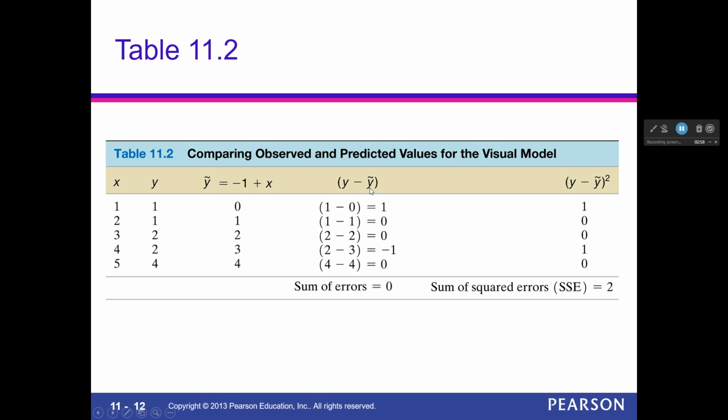Then we take the error for each y term and we square it. So 1 squared is 1, 0 squared is 0, 0 squared is 0, -1 squared is 1, 0 squared is 0. Then we sum those squared errors, the sum of squared errors, SSE. This is going to be important, and in this case it equals 2. In the ordinary least squares model, the sum of the errors is 0, and the sum of the squared errors is the smallest for any possible straight line drawn through that data set.